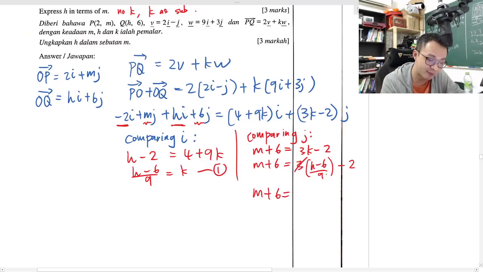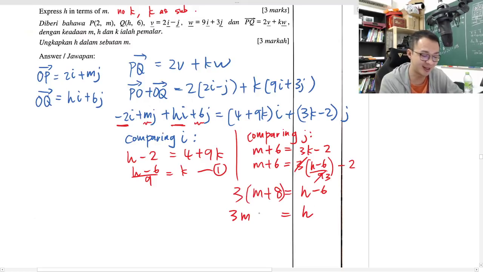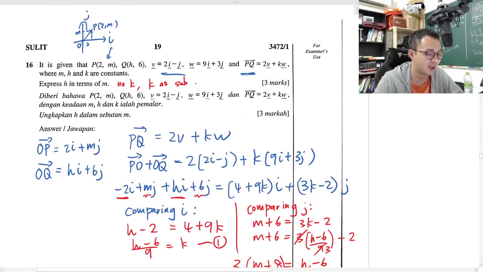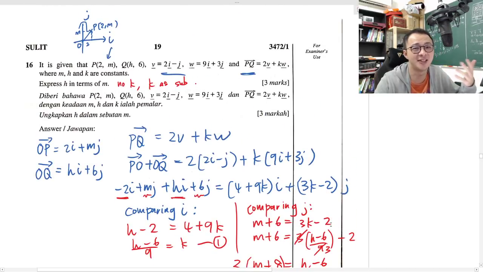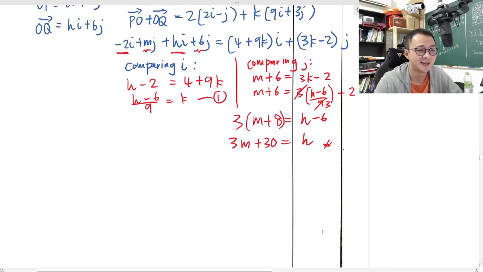So this one I simplify, I left a 3 here. I move the negative 2, it becomes positive 2, which is 8, equals h minus 6. I move the 3 here, we multiply 3. So h will become 3m plus 24 plus 6, which is 3m plus 30. Alright, this is how I leave my answer, h in terms of m. Yeah, a lot of substitution in this kind of question. I hope you get the idea how to solve it. I just assume the coordinate is in the Cartesian plane, which is in terms of i and j.